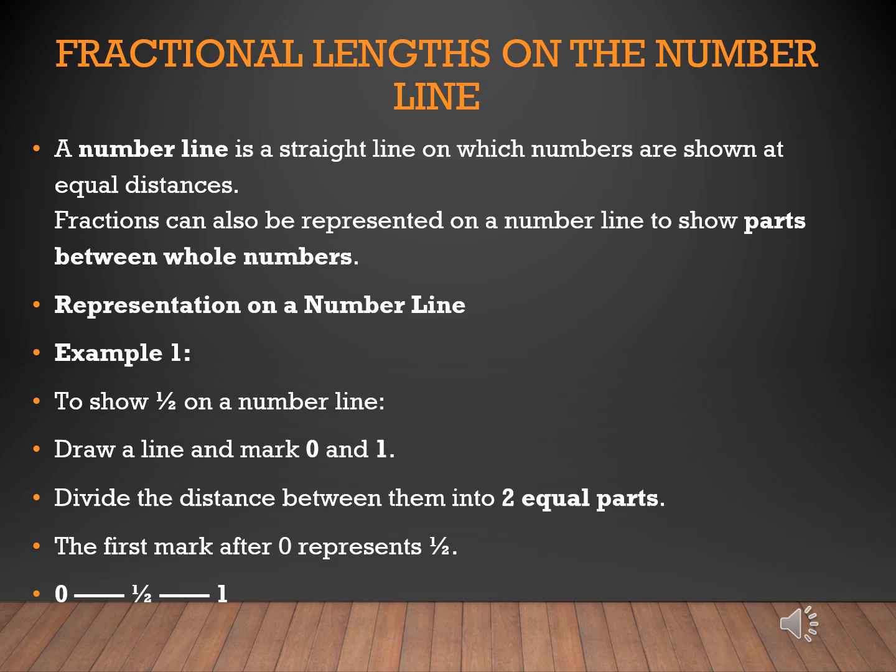Fractional lengths on the number line. A number line is a straight line on which numbers are shown at equal distances. Fractions can also be represented on a number line to show parts between whole numbers. For example, to show half on a number line, draw a line and mark 0 and 1. Divide the distance between them into two equal parts. The first mark after 0 represents half.